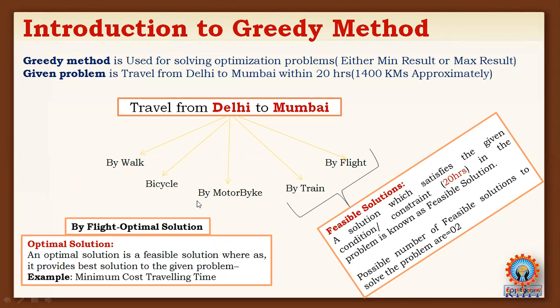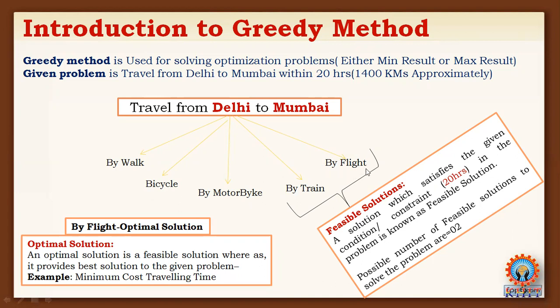Why? Because we cannot reach the destination by using walk, by bicycle, by motorbike. It is a very difficult task to reach. And the possible way is by train, you can reach the destination city within 20 hours. If the train can run 70 kilometers per hour, then only the train can reach.